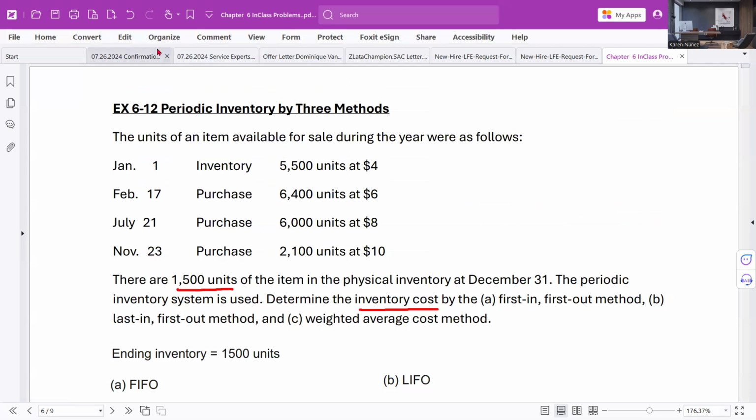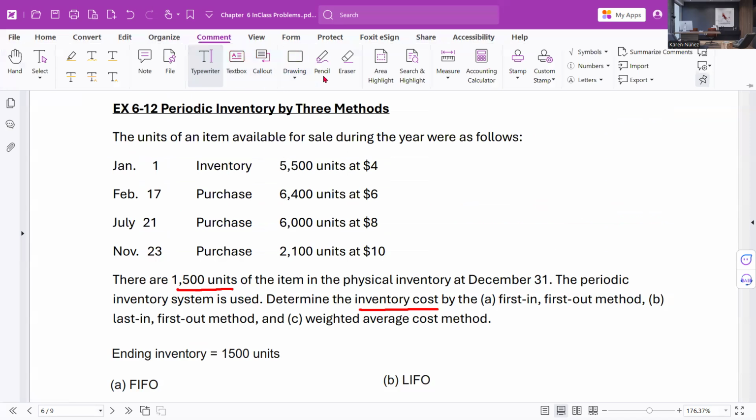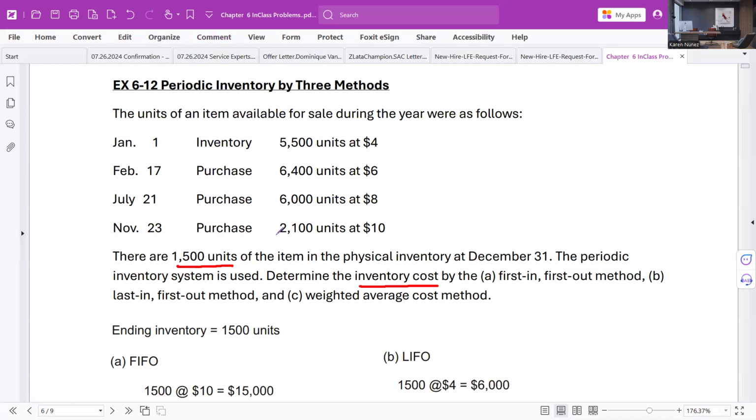So the first thing we need to know here, let's see if we can mark this up a little bit. We need to know the total number of units and we need a total cost. So we need to add the 5,500, the 6,400, the 6,000, and the 2,100, and that'll give us 20,000 units. So the total number of units available is 20,000. So we have the denominator, if you will. Next thing we need to know is, what's the total cost of all these units? Well, we need to do the math, right?